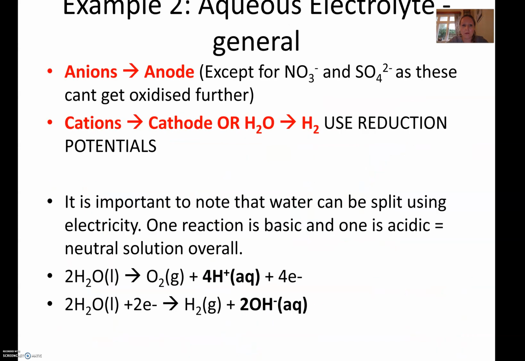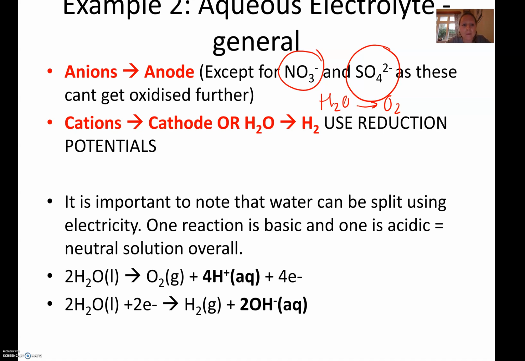Okay, so we're going to move on then. Example 2 is the second type of electrolyte, which is an aqueous electrolyte. So there are a couple of points we need to make, some general statements here. The first is that the rules are your anions always go to the anode. There are 2 exceptions, which you do need to remember, and that's nitrate and sulfate. So if you have these anions, they actually can't get oxidized further. And if that's the case, water ends up getting split and it forms oxygen. So you do need to remember that. All other cases, the anions will go to the anode.